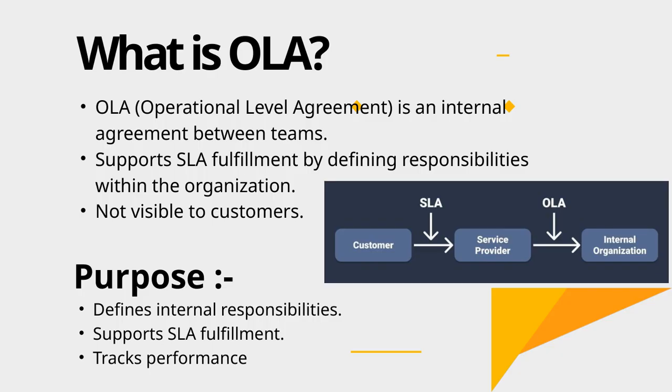The main purpose of an OLA is to make sure that internal responsibilities are clear, which in turn helps us fulfill our service level agreements, or SLAs, more effectively. Additionally, OLAs help us track performance. By monitoring how well each team is meeting their responsibilities, we can identify areas for improvement and ensure smooth operations. In the context of our overall service management, OLAs are crucial because they ensure that all the pieces work together seamlessly behind the scenes to meet our commitments to customers.